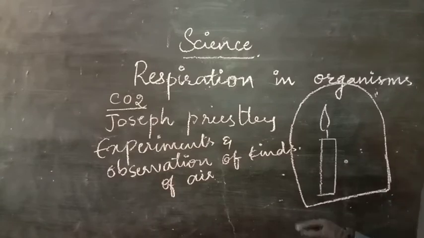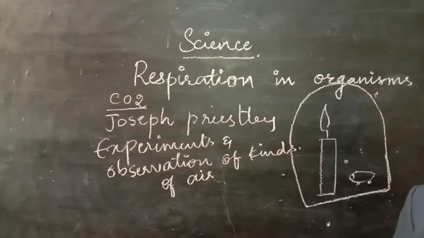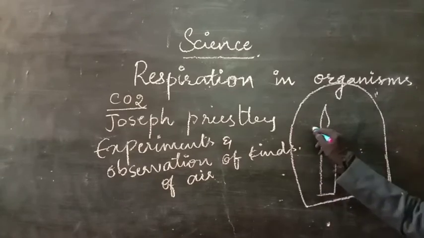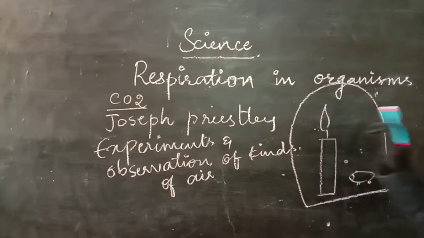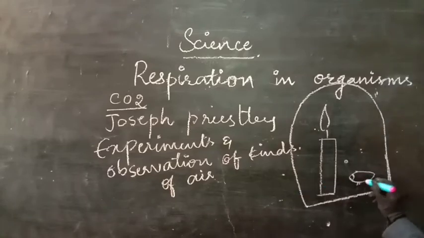Then what did he do? This was the first step. Then in the second step, in the same experiment, he kept a mice. The candle was lit again and the mice was kept, and both were covered with a glass jar, the bell jar. Then he observed that slowly, gradually, the burning candle stopped burning, and the mice started feeling suffocated, and as a result, finally, the mice died.